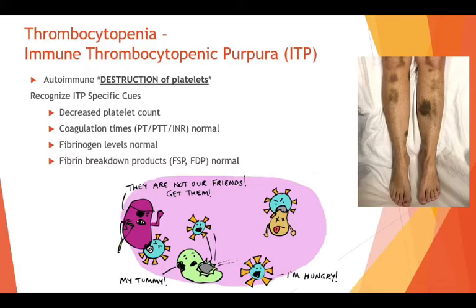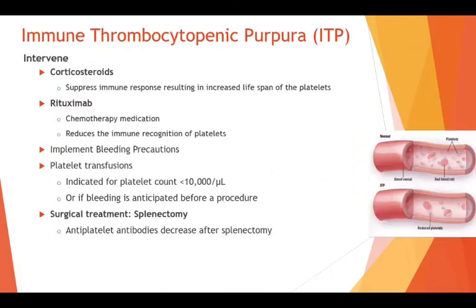Your coagulation times are normal because your clotting cascade is not affected. Your fibrinogen levels are normal. Your amount of clotting in your body is normal. So everything is normal except for the fact that you have microbleeds, and that is due to the fact that the immune system is attacking your platelets for some reason.